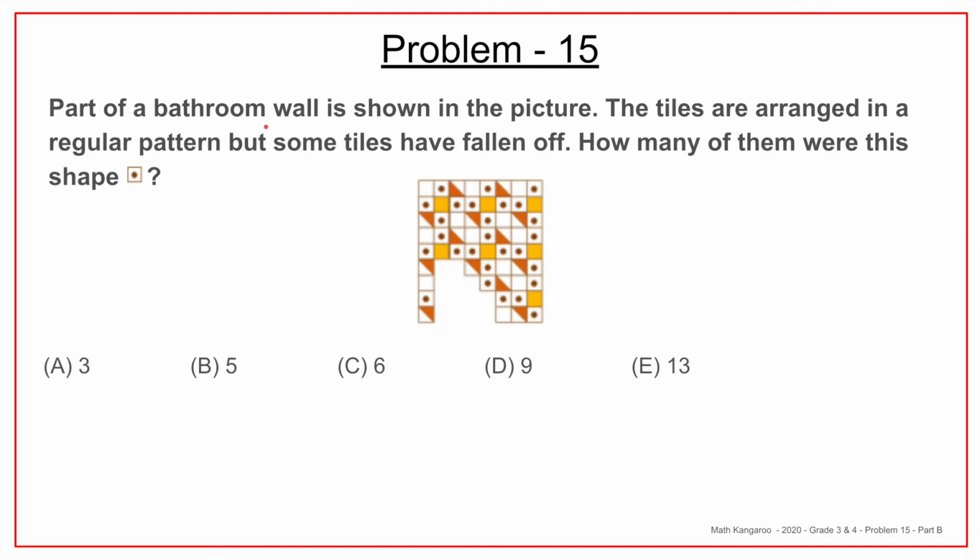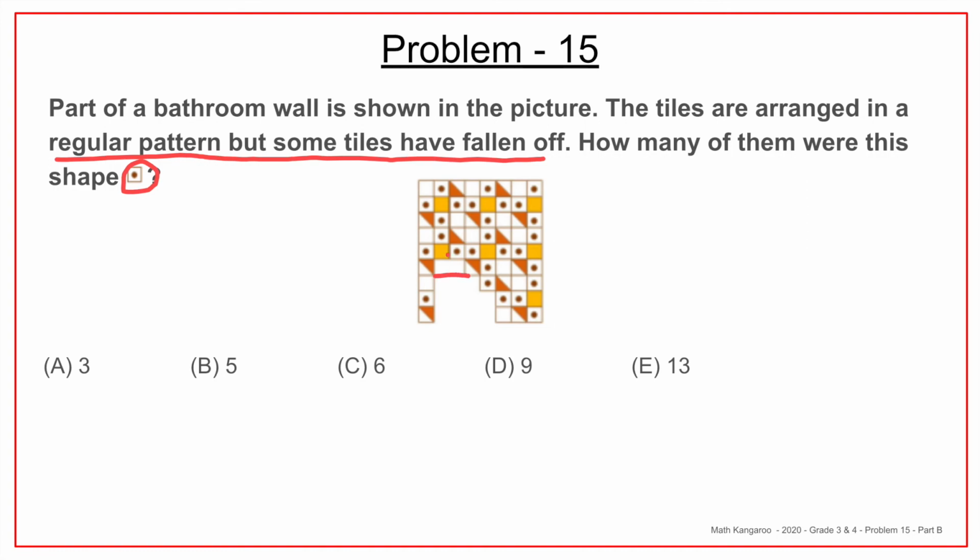Problem 15. Part of a bathroom wall is shown in the picture. The tiles are arranged in a regular pattern, but some tiles have fallen off. How many of them were this shape? So we have to find a tile where that pattern fits in and see how many of them are missing.